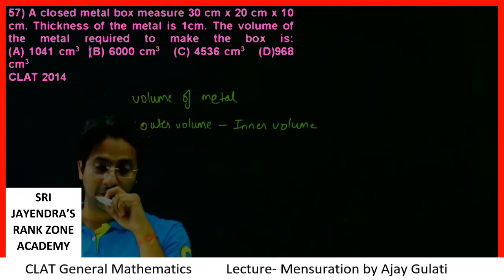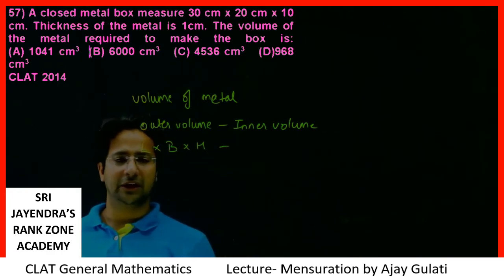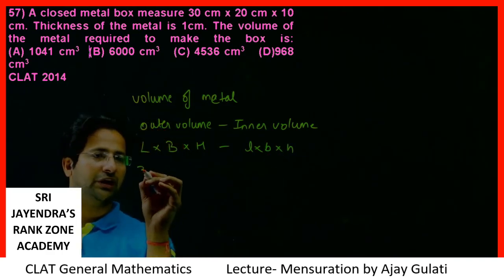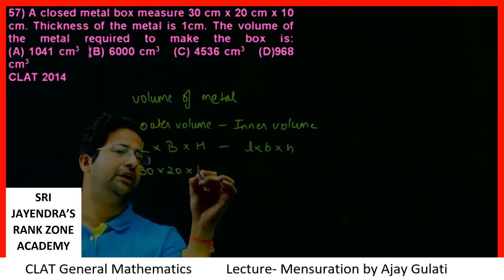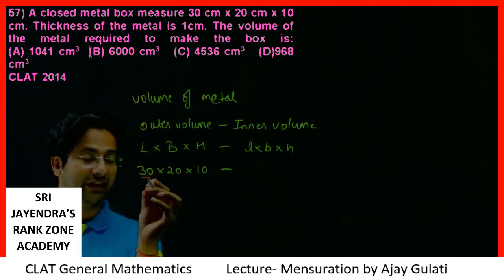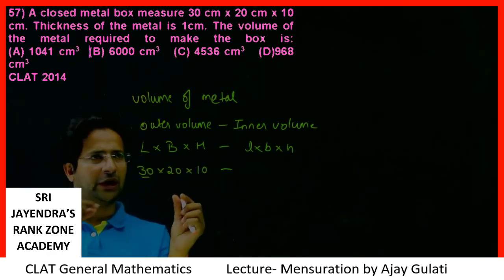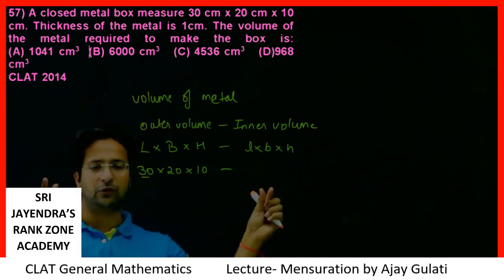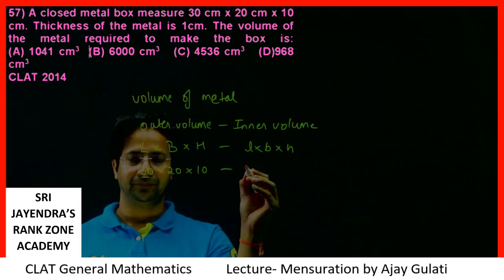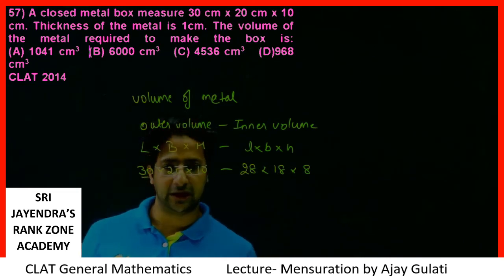Now what is the outer volume, my dear friends? That is length into breadth into height. Inner volume, I'm saying small l into small b into small h. What is the outer volume? 30 into 20 into 10 minus the inner volume. We have this 30 and the metal is 1 centimeter thick on each side. So I'll take 1 centimeter out from here and 1 centimeter out from here. So we have 2 centimeter out, and that way it will be 28. Breadth will be 18 and height will be 8.